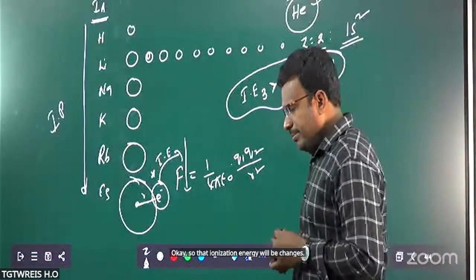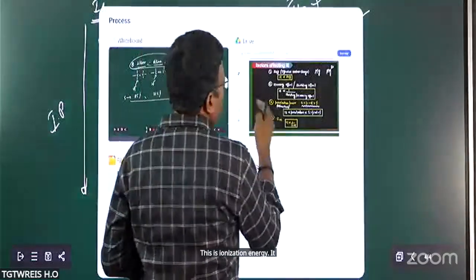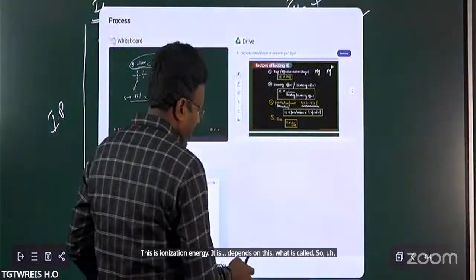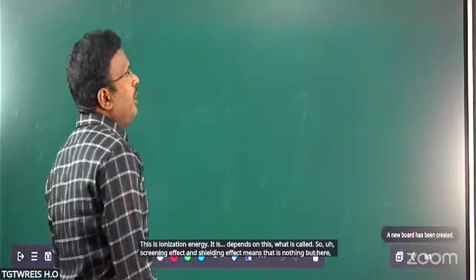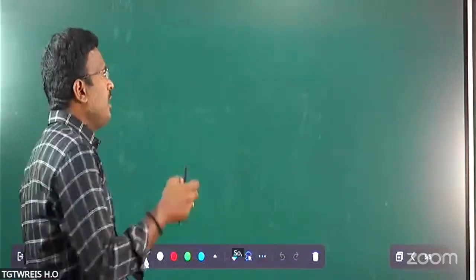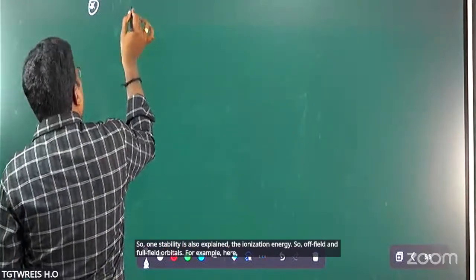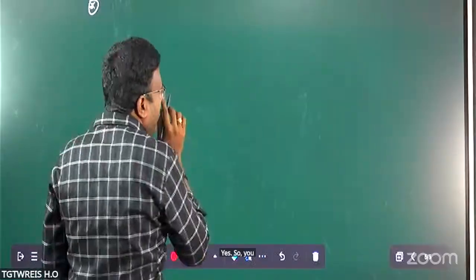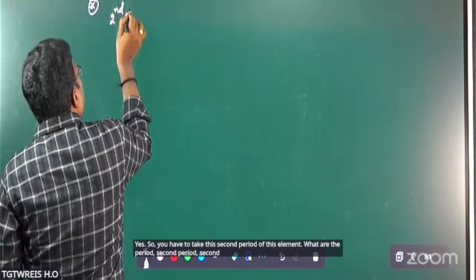The next one is, this is ionization energy. It depends on the screening effect and shielding effect. Means that is nothing but half-filled and fully filled orbitals. So stability is also explained through the ionization energy. So half-filled and fully filled orbitals, for example here, yes. So you have to take the second period of elements.